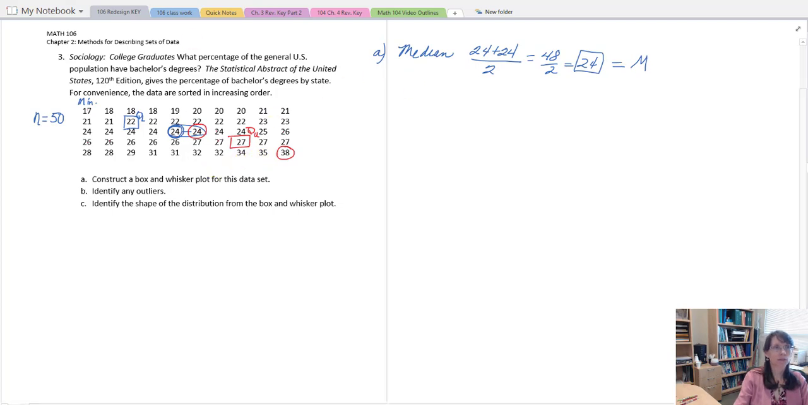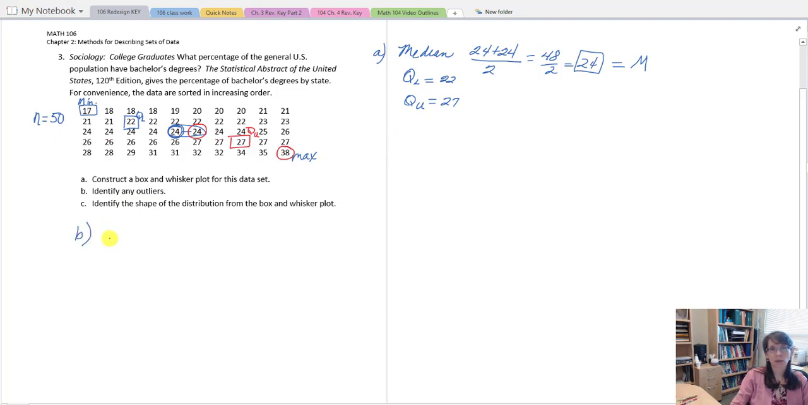So let's make a list of the information we know. Lower quartile value is 22. Our upper quartile value is 27. The median was 24. We'll need to know those values to construct the box plot. Our minimum value we know is 17, and our maximum value is 38. Now it is helpful to go ahead and identify any values that would be considered outliers, just to make sure that when we're constructing the box plot, our number line goes high and low enough. So we'll go ahead and identify any outliers here.